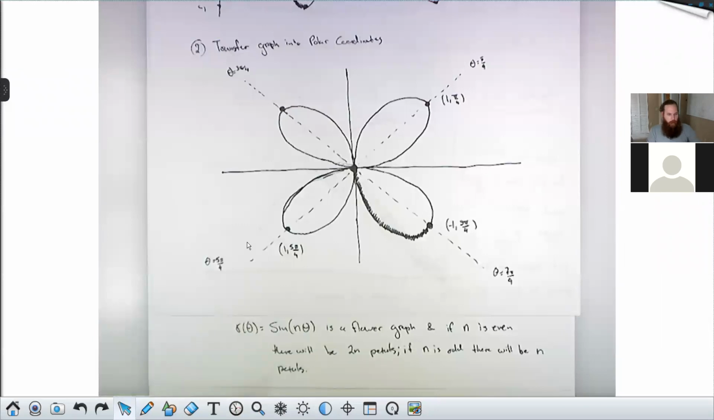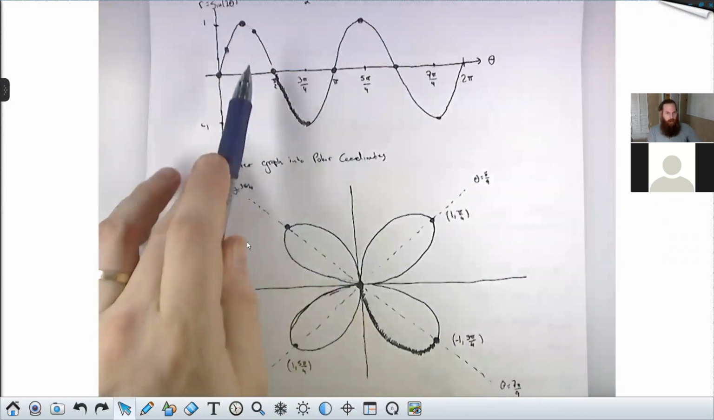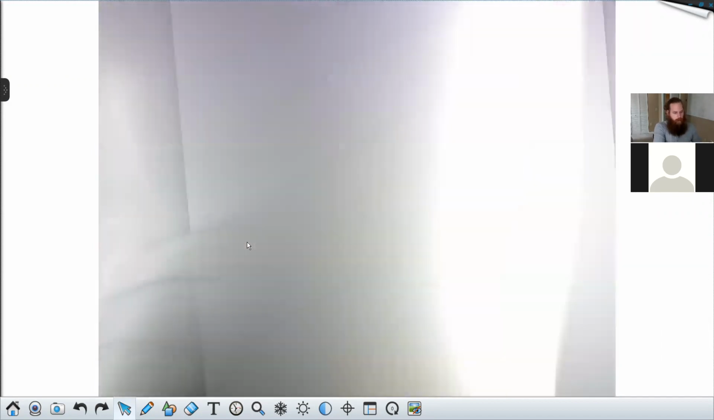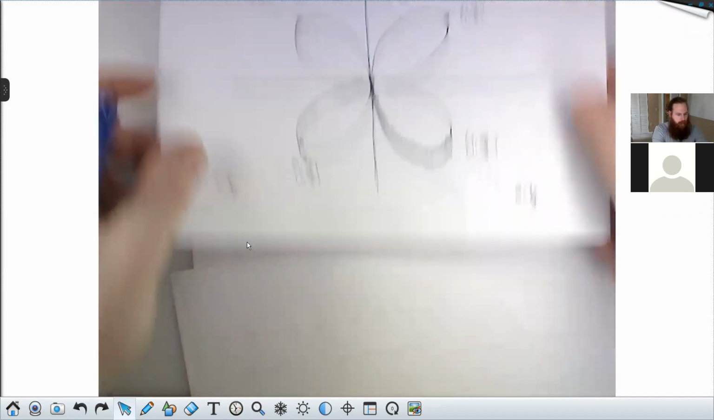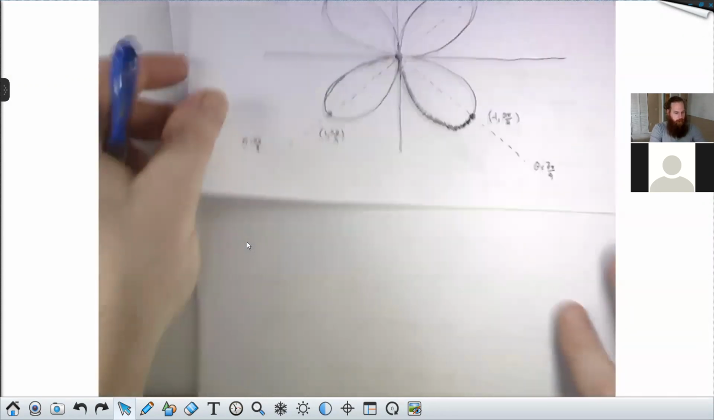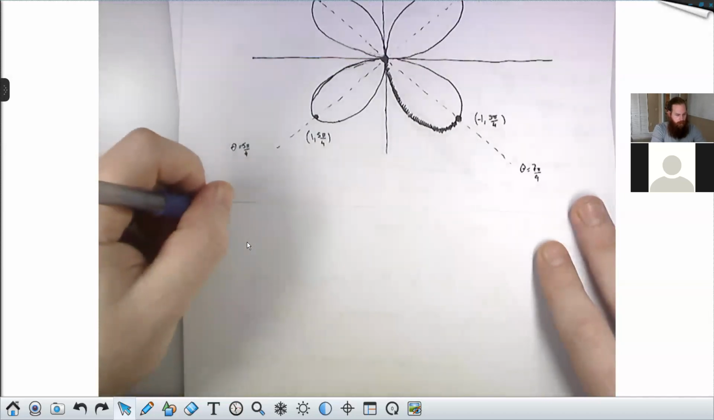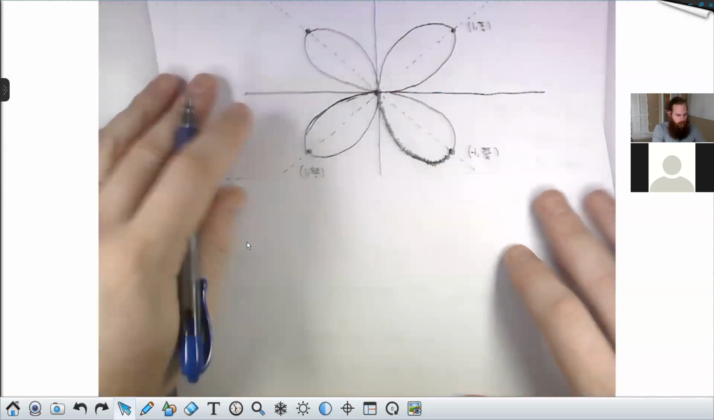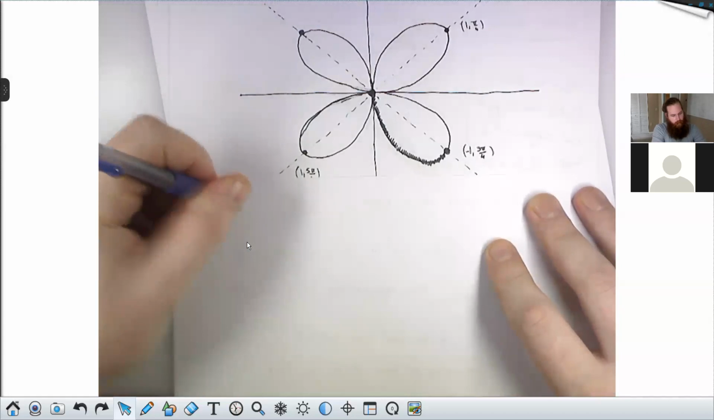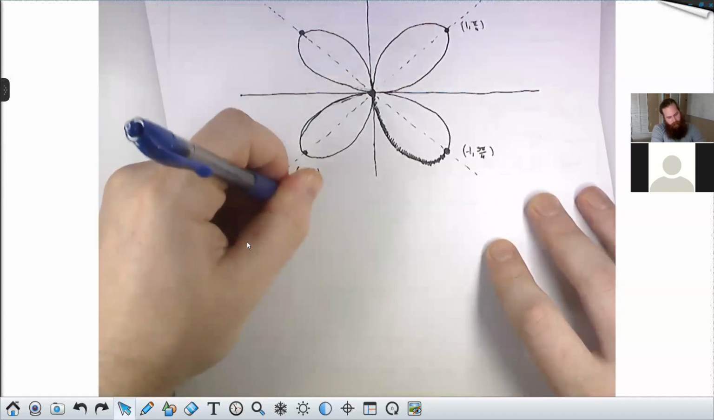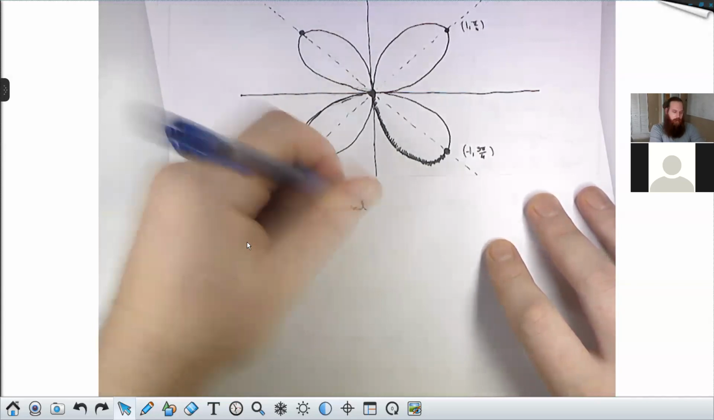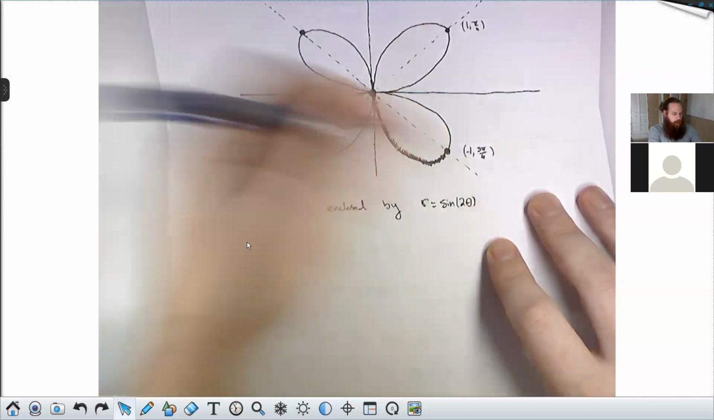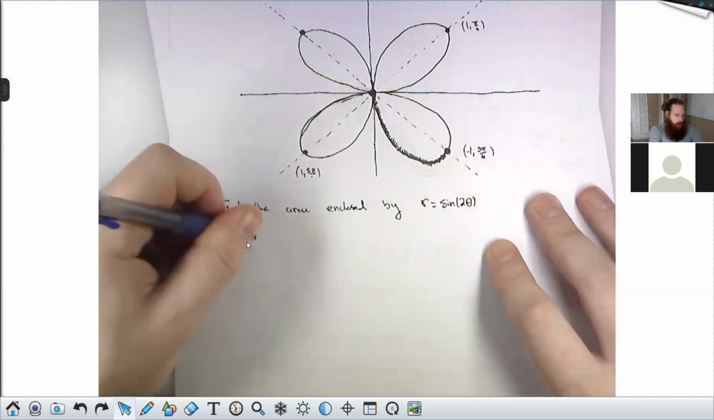Okay. But we can always cook them up as we need, just by being patient, drawing the rectangular graph, and transferring it over point by point. Let's find the area enclosed by one of these petals. I want to make a note here. I'll start it down here. So find, let's say I want to find the area enclosed by r equals sine 2 theta in Q4.